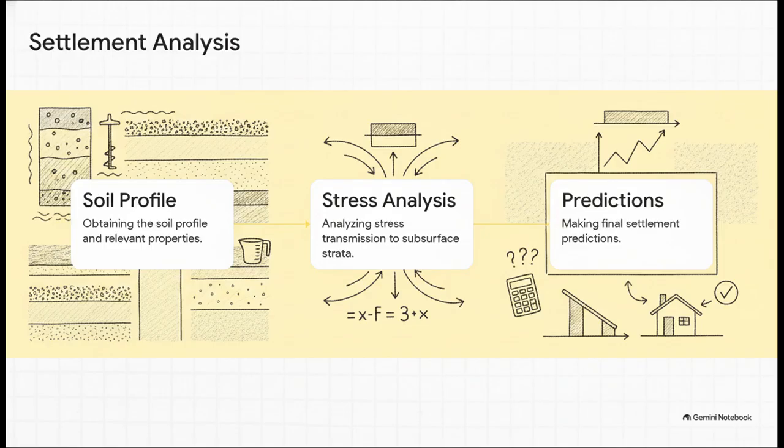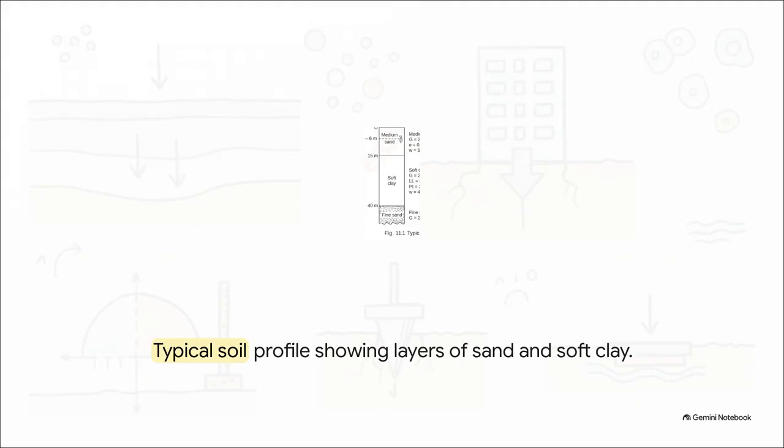Second, analyzing the transmission of stresses to the subsurface strata. Engineers use models like Boussinesq's theory for stress distribution for this, which, simply put, is essentially just a mathematical way to map how pressure spreads out through the dirt. And third, making the final settlement predictions, which is based on concepts from the theory of consolidation. So it always starts with gathering physical data, moves into complex stress mathematics, and ends with calculating those final predictions.